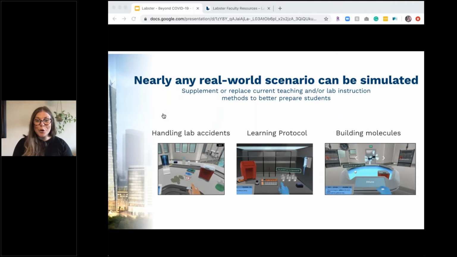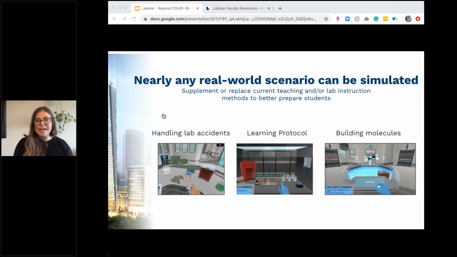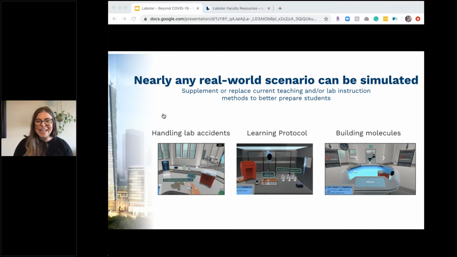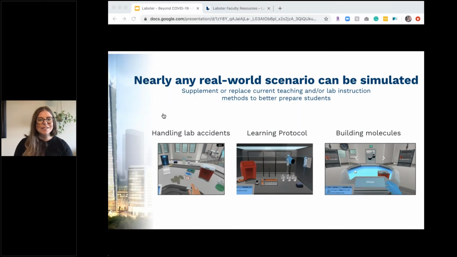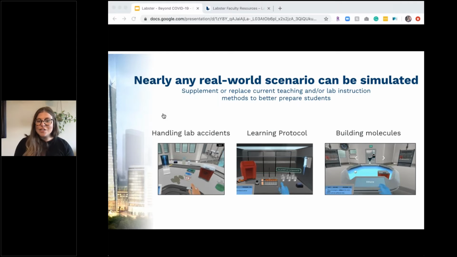Since that point, we've grown quite a bit. We realized that there are so many different ways students can benefit from simulations, and nearly any real-world scenario can in fact be simulated. We've conquered handling lab accidents and lab safety. We've mastered lab techniques and protocol, and we've given students access to concepts, techniques, and visualizations that you wouldn't be able to see in the real world. Simulations are a great way for students to try and retry experiments in a safe, cost-effective environment.